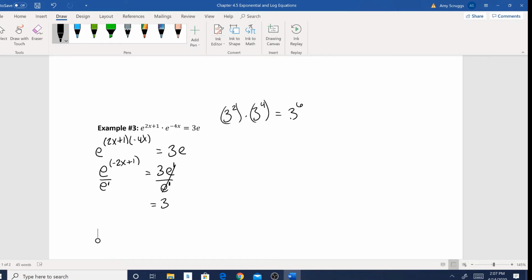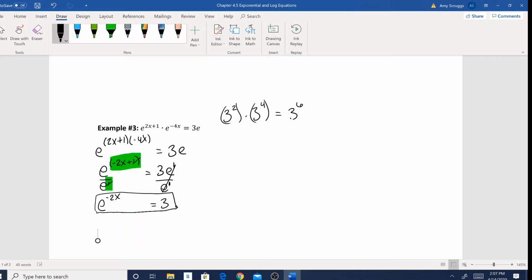And over here on the left side, when you're dividing exponents with common bases, you subtract the exponents. So what we're really doing here is we're saying, okay, negative 2x plus 1 minus 1. And that's going to end up leaving us with e to the negative 2x, because the 1's will just end up canceling each other out. Okay, so now we have this problem, and it's not done yet.